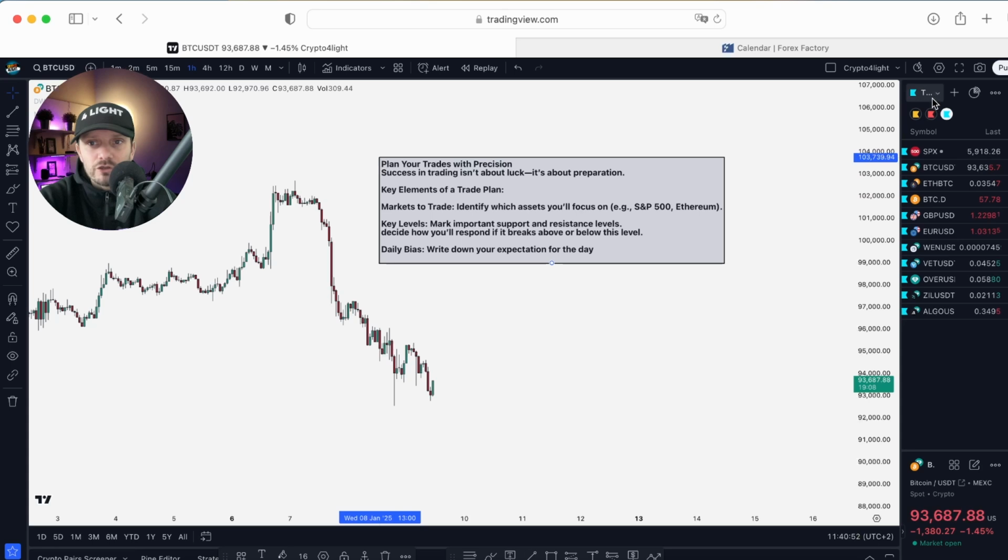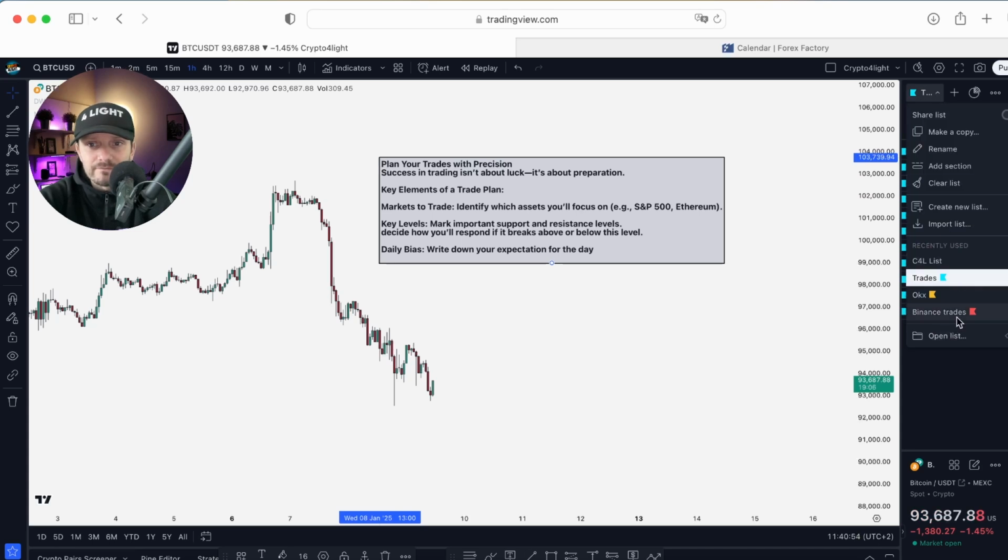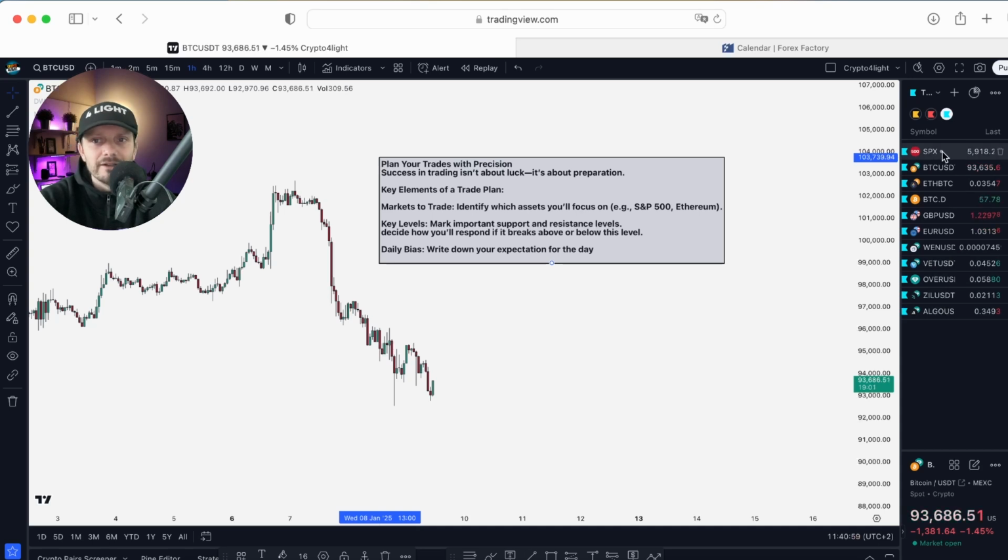This is an example. You can create a watch list. So crypto for the watch list trades, OKX, Binance. For example, S&P, BTC/USD, ETH/BTC, BTC dominance, GBP/USD, EUR/USD by default. I just, from time to time, keep them in this watch list to track them. So I'm focused now, at this current moment. When I'm done with some asset, I just remove it and add another trading pair. So now I'm focused on a few pairs: ZIL, ALGO.